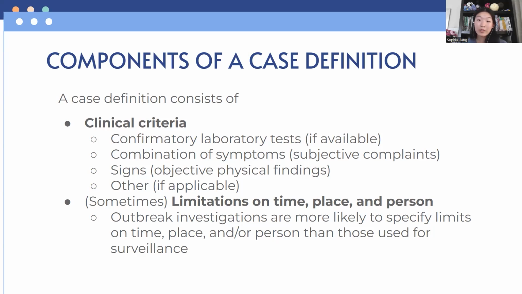And for limitations on time, place, and person, outbreak investigations are more likely to specify limits than those used for surveillance, mostly because when we're talking about an outbreak, sometimes we're focused on a very small moment in time and a small group of people. For example, if we have a disease that broke out in, let's say, June, that's when the first case was recorded, then we wouldn't count any case before that date. So if we had one in January of the same year that has relatively the same clinical criteria, maybe a cough, sore throat, we wouldn't count it as a case towards this outbreak investigation because it's not in the same time frame, even if the clinical criteria do match. But for surveillance, of course, we're trying to get the whole picture, so everything would be included and we wouldn't have these limitations.